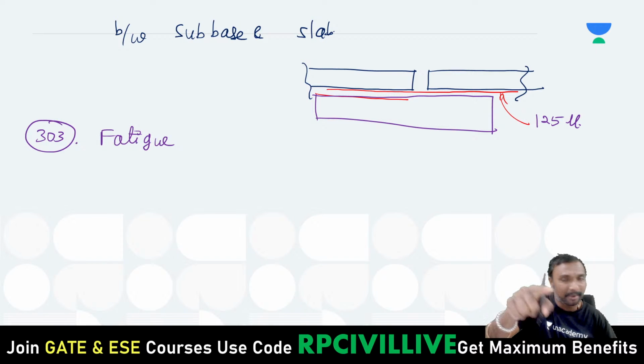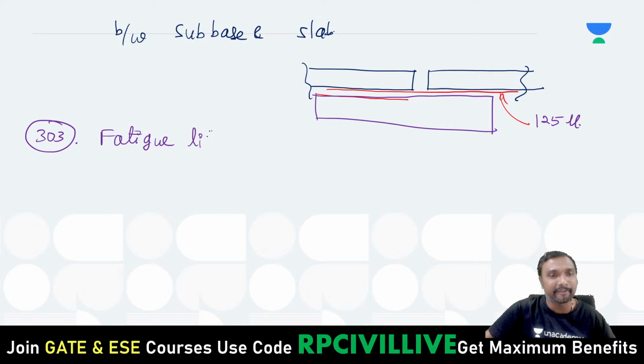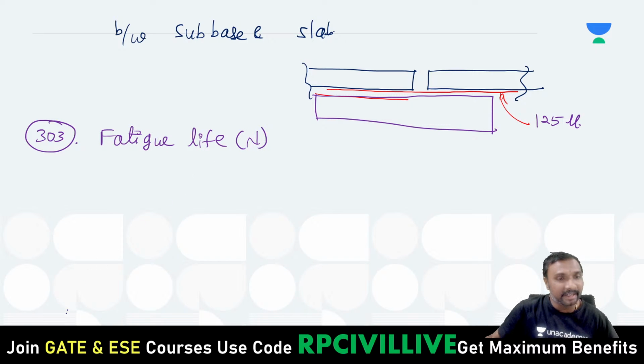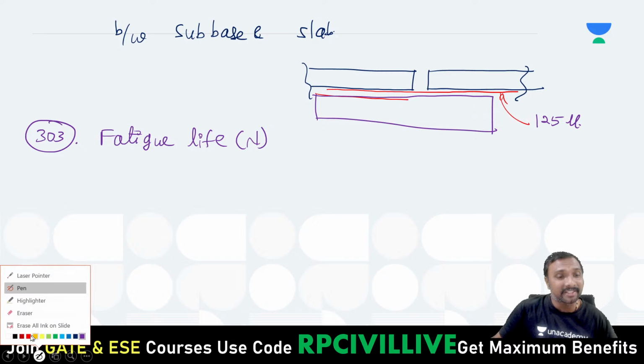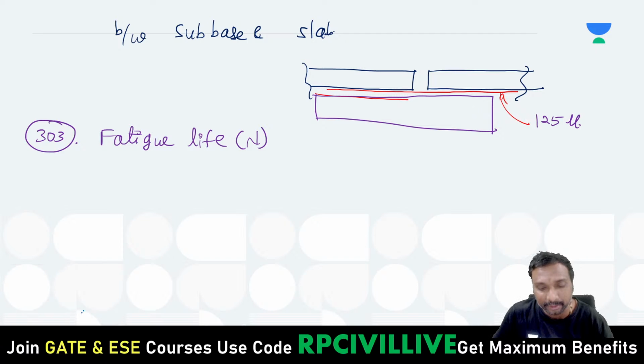To take care of mud pumping, the polythene sheet is provided, and to take care of fatigue, we have to check the fatigue life. Fatigue life is the number of equivalent standard axle repetitions required to create fatigue failure. It is based on the stress ratio.